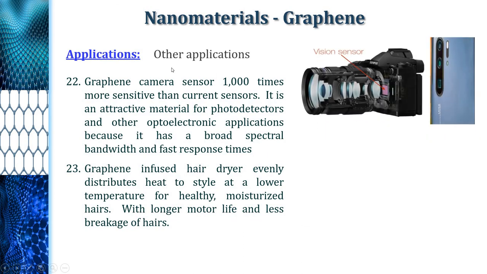Then some other applications. This is not the end of the application categories of graphene, because graphene is called a wonder material and there are a large number of applications. Graphene camera sensors are 1,000 times more sensitive than current sensors. That is why they are nowadays used as vision sensors in modern cameras, and also in mobile cameras. Then graphene-infused hair dryers are also available, which take care of hair quality.